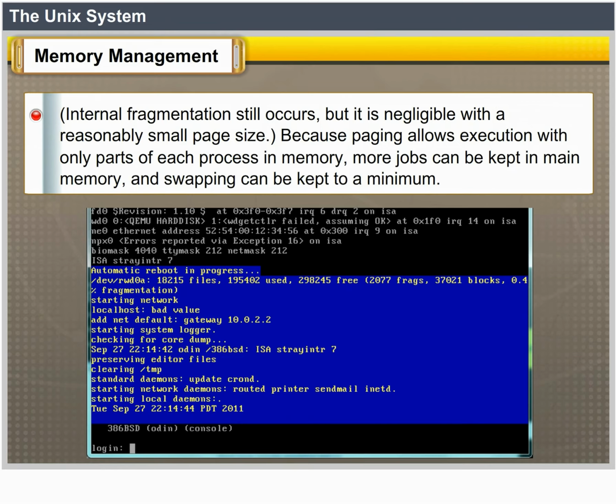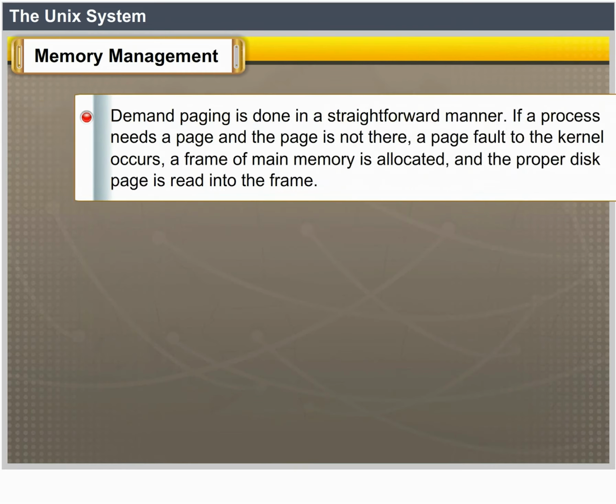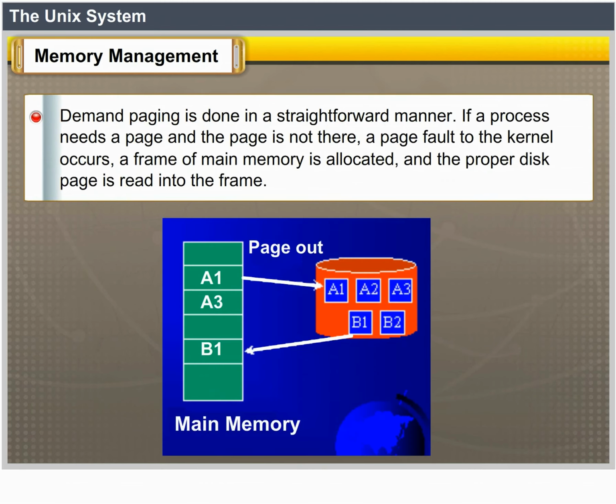Demand paging is done in a straightforward manner. When a process needs a page and the page is not there, a page fault to the kernel occurs, a frame of main memory is allocated, and the proper disk page is read into the frame. There are a few optimizations.